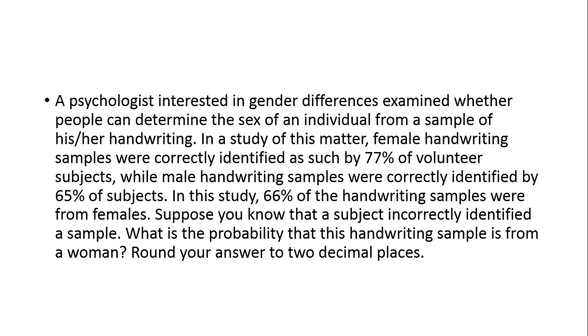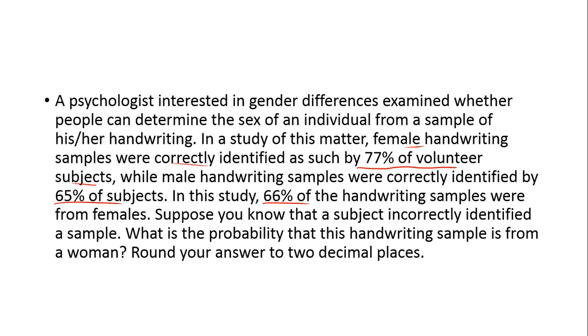Alright, so with this method, the main thing with this problem is the fact that they give you something right away. They tell you a criteria that's already met. So with the whole handwriting stuff, the key things here: 77% of the volunteer subjects were correct for the female, 65% were correct on the male, and 66% of the samples were female. Those are our three big things.